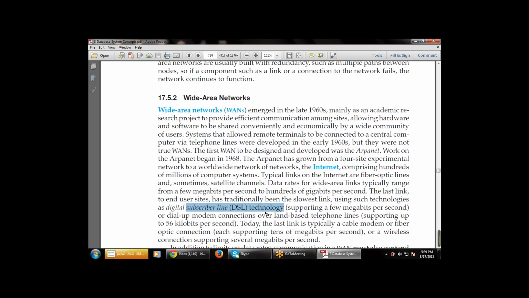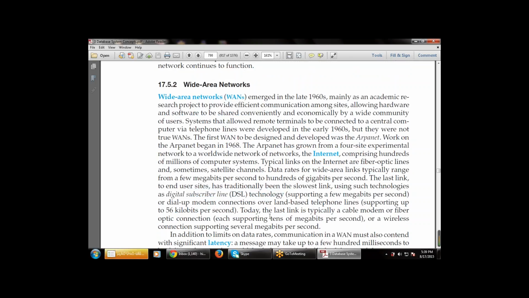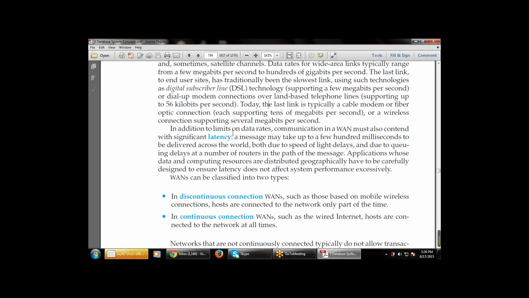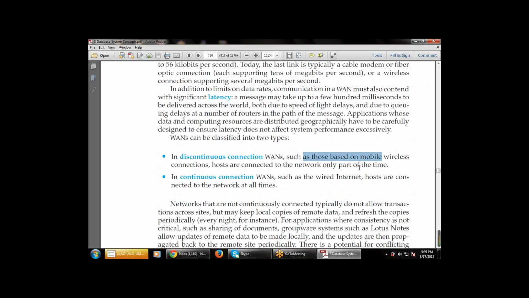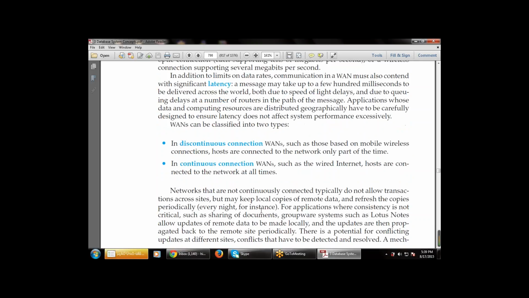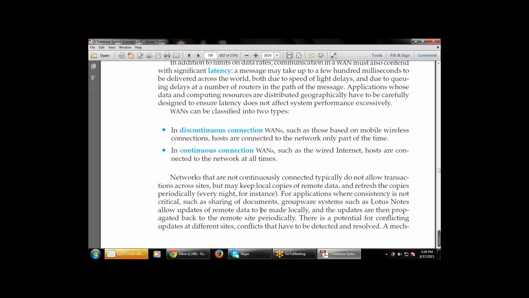There is a DSL line, a digital subscriber line, that is used for the database connection. In addition to the limits on data rates, communication in a WAN must also contend with latency. A WAN can also be divided into two parts: a discontinuous connection and a continuous connection. In WANs based on mobile wireless connections, hosts are connected to the network only part of the time. In the continuous connection, that is a wired connection, the host is connected to the network at all times. Continuous means a wired connection; discontinuous means whenever there is a requirement we can connect, that is a wireless network.